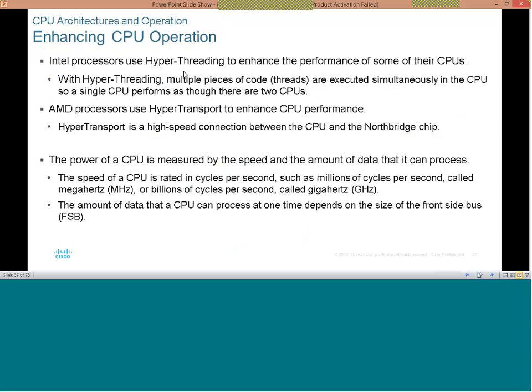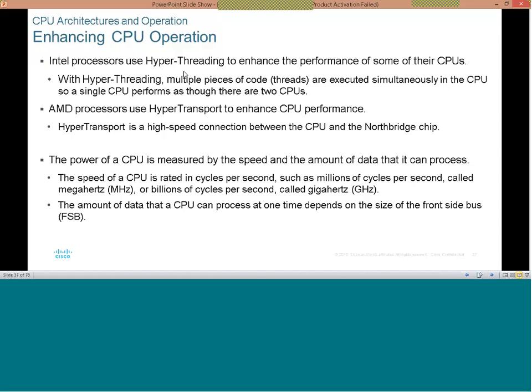AMD processors use hypertransport to enhance CPU performance. The hypertransport is a high-speed connection between the CPU and the north bridge chip. Remember what the north bridge is? Okay, so the power of a CPU is measured by the speed and the amount of data it can process. And that actually is measured in hertz. So you could have megahertz, kilohertz. So hertz is the unit of the processor.